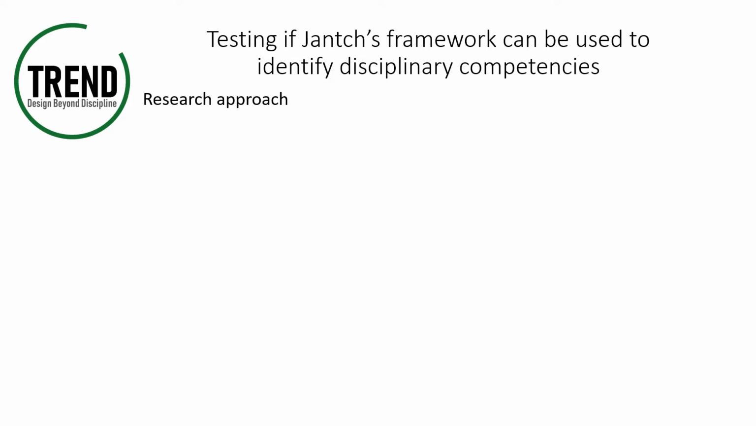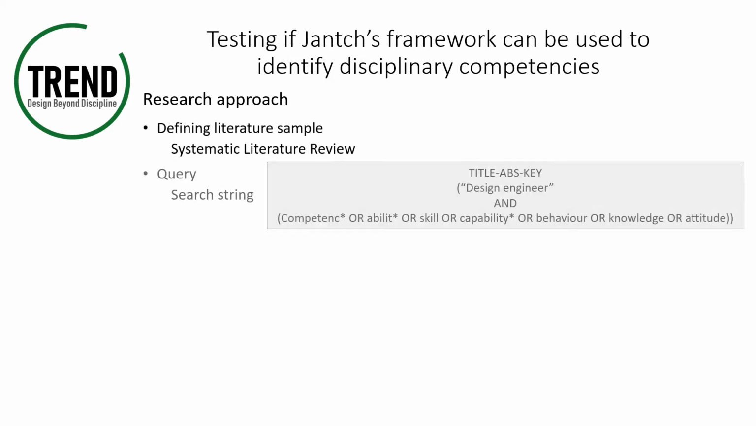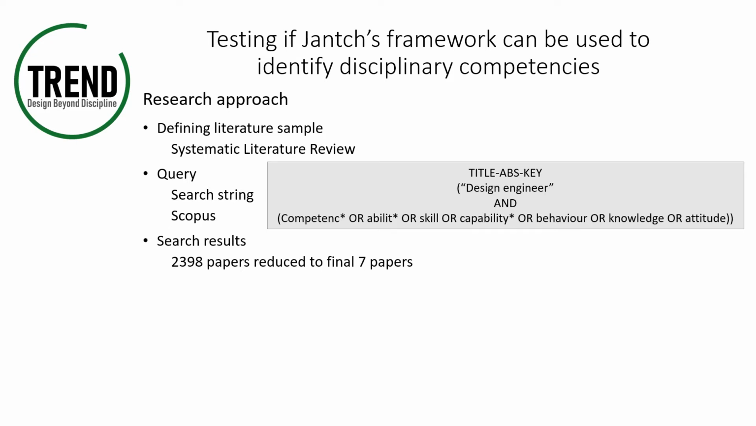Research approach. Relevant literature was identified by following the steps of the systematic literature review process. A search string contained term design engineer and at least one of the following terms: competence, ability, skill, capability, behavior, knowledge, and attitude in title, abstract, and keywords. Scopus database was used to conduct the search. From a total of 2,398 results, 7 papers focusing on practicing design engineers were relevant to this analysis.